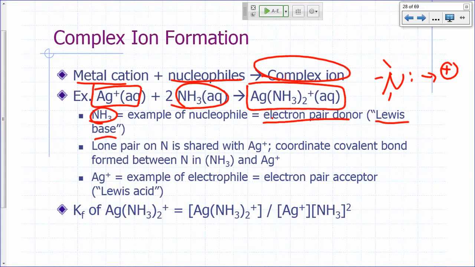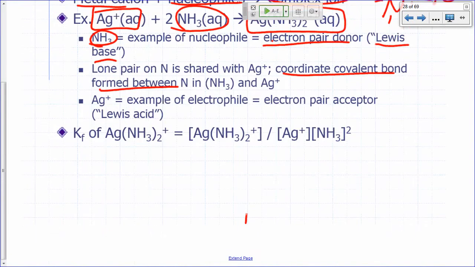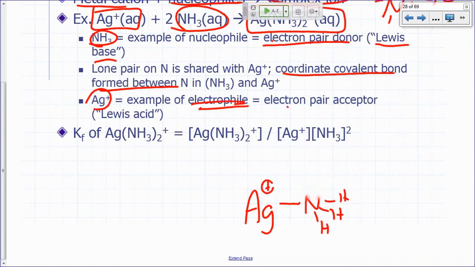The lone pair on the nitrogen is shared with the silver. There's actually a covalent bond, and we call that bond a coordinate covalent bond. So your silver ion actually forms a covalent bond with this nitrogen in your ammonia. Your silver ion, the metal cation here, is an example of what's called an electrophile, an electron lover. That's the electron pair acceptor, which is defined as the Lewis acid.